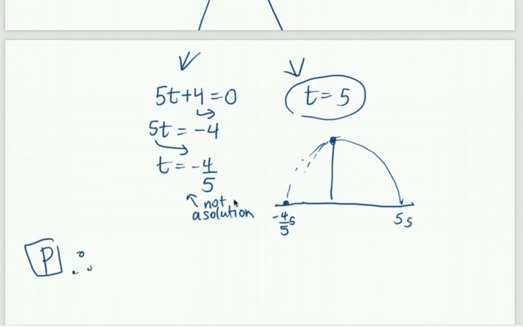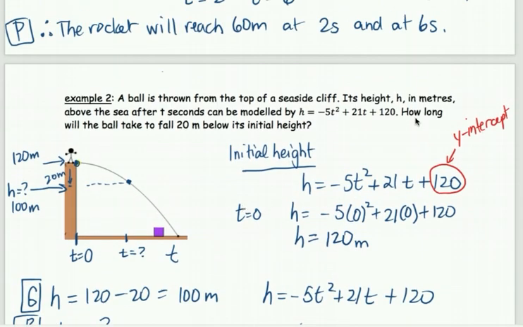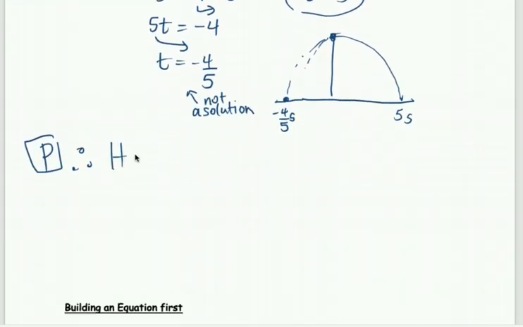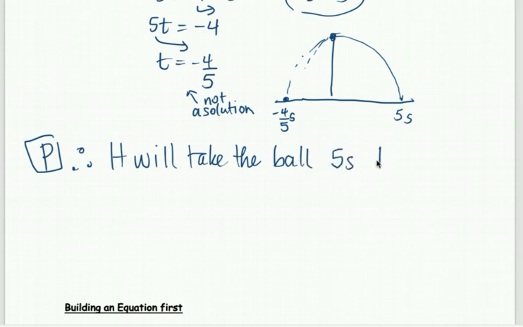They wanted to know how long it will take the ball to fall 20 meters. So you can say it will take the ball 5 seconds to fall 20 meters down from the initial height. All right, so that's what you need to do today.